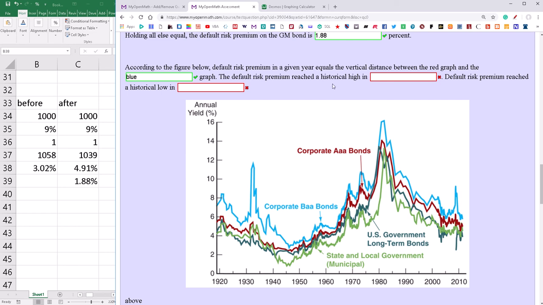The default risk premium reached a historical high when it reached its height. Well, back here, right? Notice that the difference between the red and the dark green lines is pretty stable even during the Great Depression, right? Kind of inverted in the 1940s, which is interesting, right? But look at this huge difference here. That's probably about 1932.